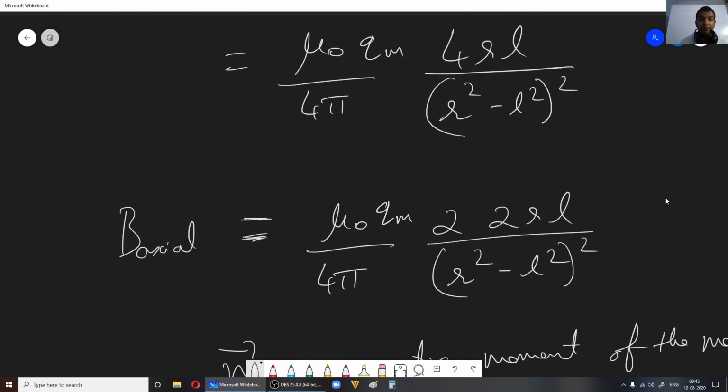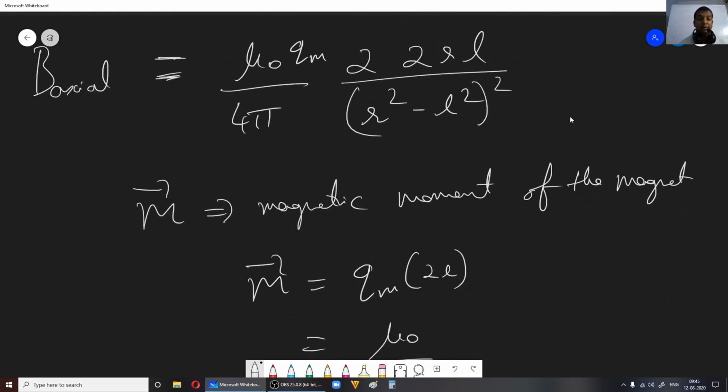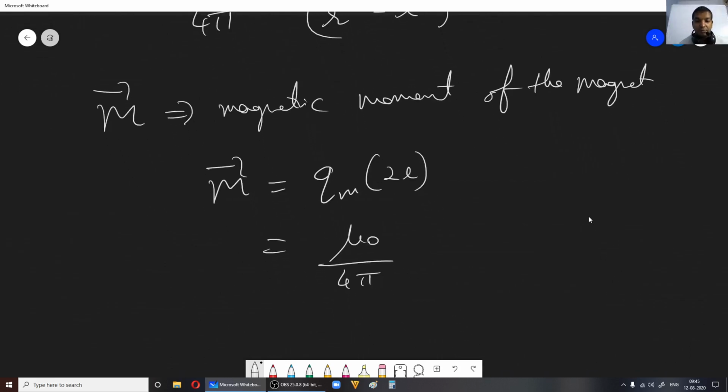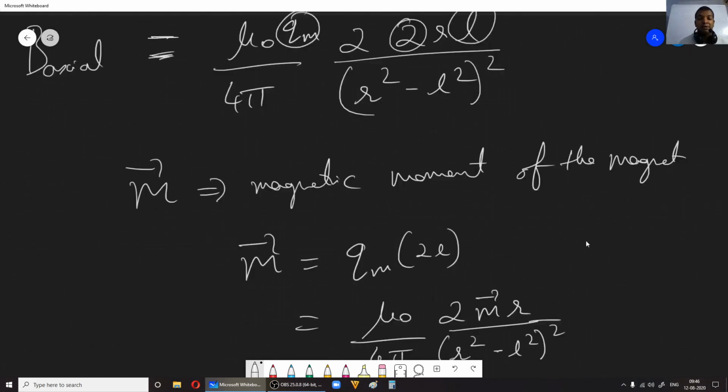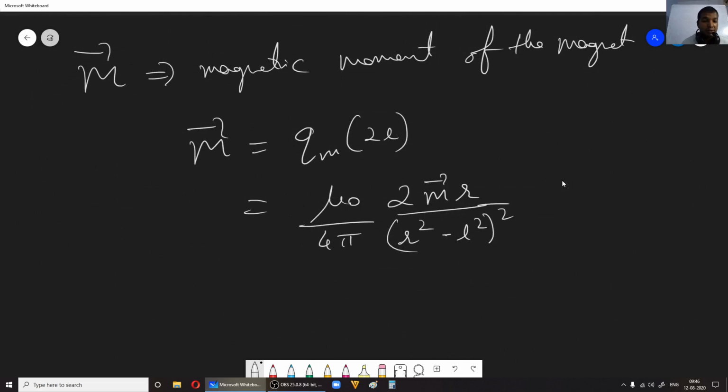Yeah, so Qm into 2L. So Qm and 2L, I'm getting it as M, right? So we can write it as 2M R whole thing divided by R square minus L square, the whole square. So this is your axial magnetic field.